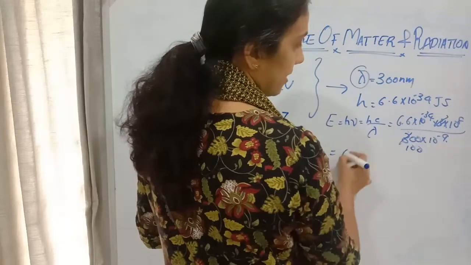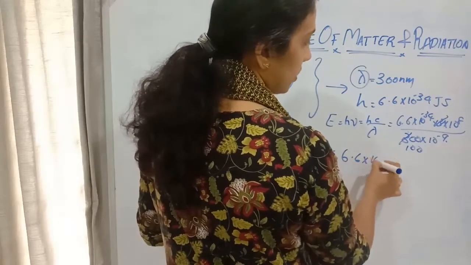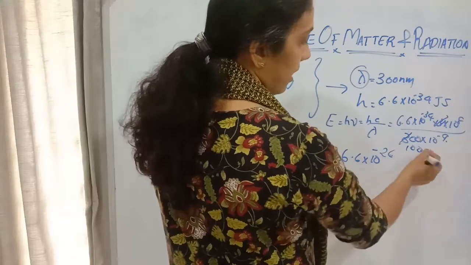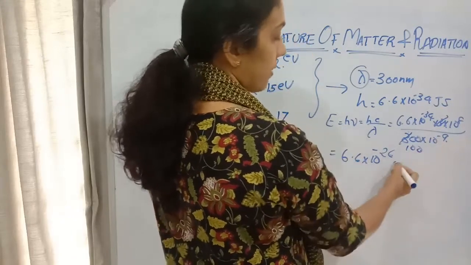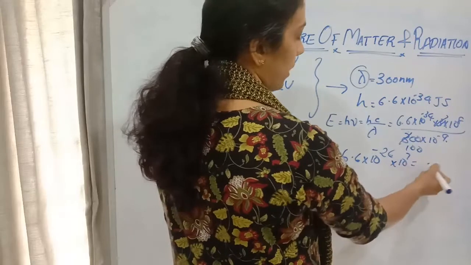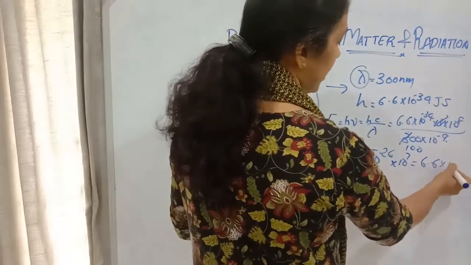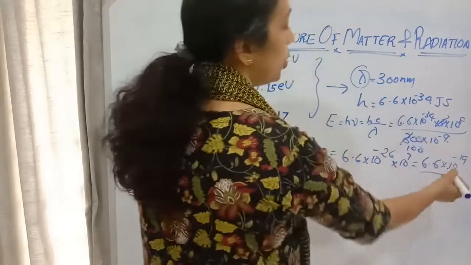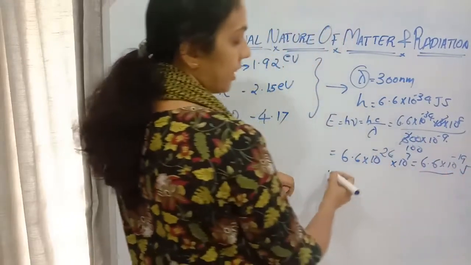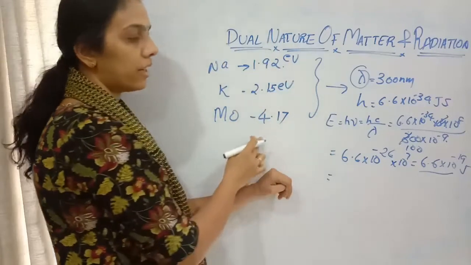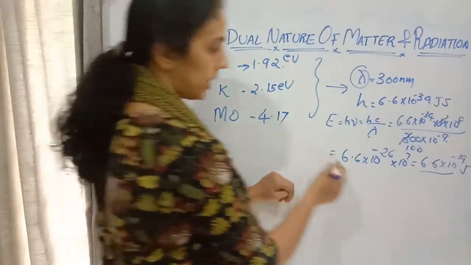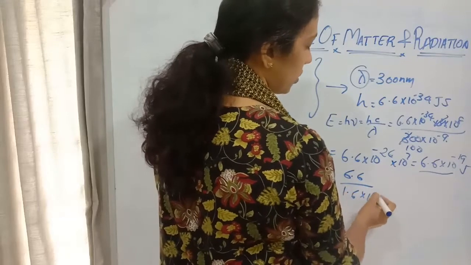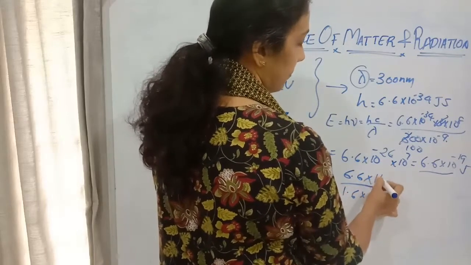3 and 3 will get cancelled. So 6.6 into 10 to the power minus 26, divided by 10 to the power minus 7. When it goes to the numerator, it will be 10 to the power minus 19. So this is in joule. We can convert this into electron volt because all the values are given in electron volt. So 6.6 divided by 1.6 into 10 to the power minus 19.